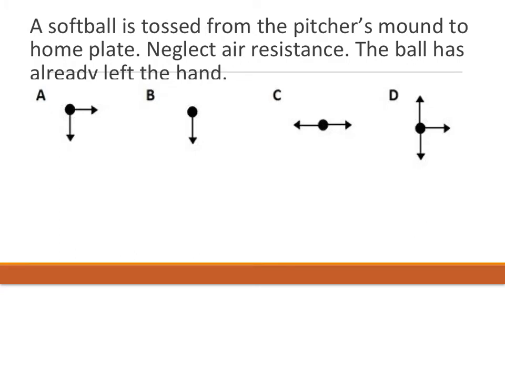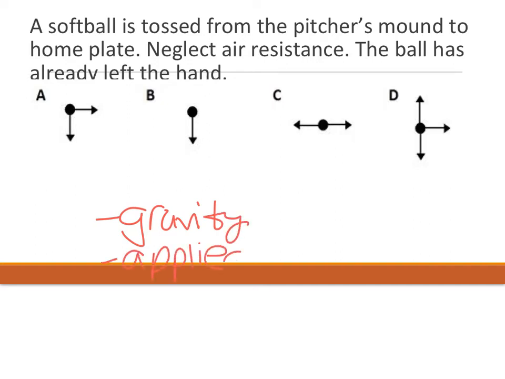A softball is tossed from the pitcher's mound to home plate. Neglect air resistance. The ball has already left the hand. So let's think. We have gravity, which we are always going to have. And then we also have applied force. Let's think, what direction is this going? It's going to the right. So we'll have A. We have our force of gravity here, and then our applied force here.